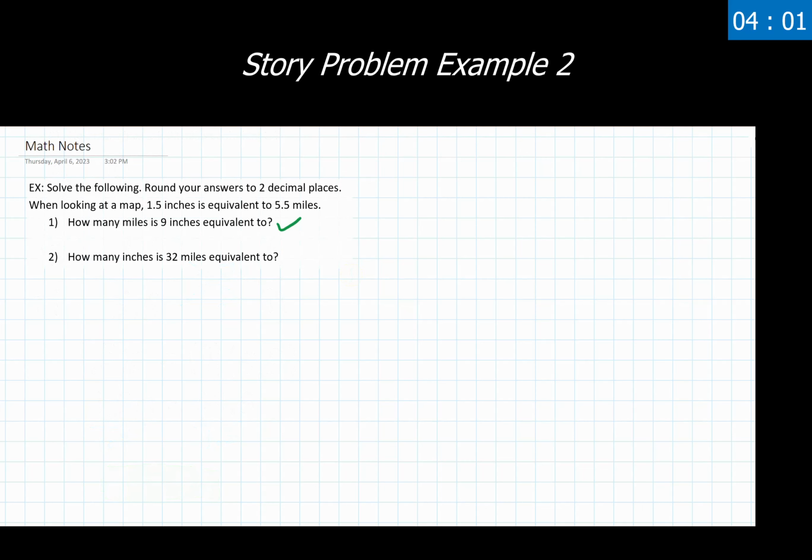Now we're going to take a look at the second part of our story problem here. We're now being asked how many inches is 32 miles equivalent to. So before we were given inches and we were solving for miles, now we're given miles and we're solving for inches. Like we did with our previous problem, we're going to set up the shell of our problem for ourselves. We want to have some fraction equals some other fraction. Now I'm going to use a slightly different organizational method than we used in our first example. You're welcome to use this one.